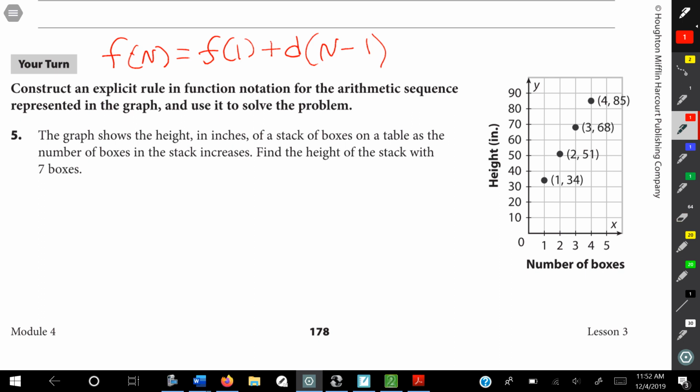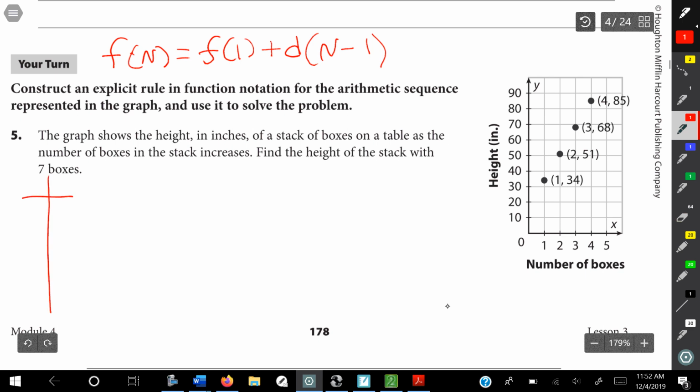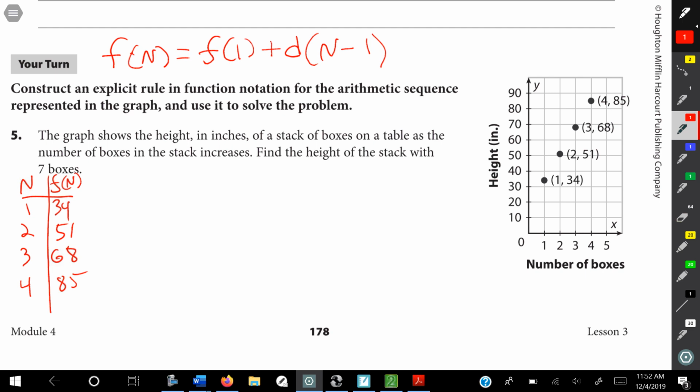So what I'm going to do is go ahead and make a table. I have n, which is the number of boxes, and f of n, which represents the height. From the graph, I have 1, 2, 3, and 4 boxes, and then I have 34, 51, 68, and 85, respectively. So I've got the table. Now it's similar to the problem we did previously. All I have to do is find my first term and my common difference and plug them in.